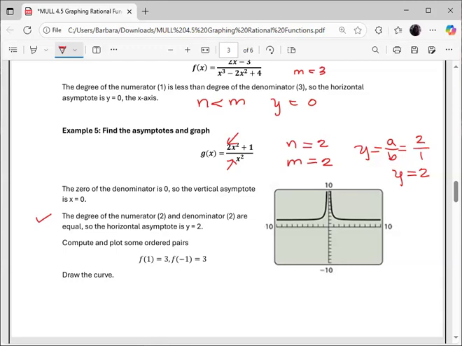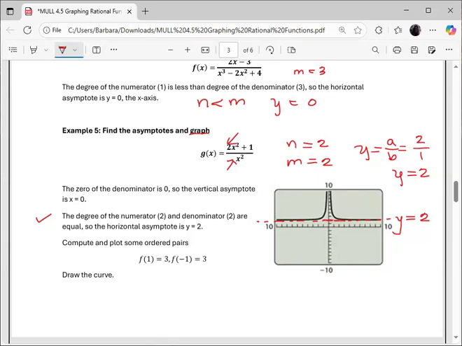And then to graph this, I went ahead and put it on our T84, but we could also find some other ordered pairs. So I'm going to go ahead and draw the horizontal asymptote. And that's going through y equals 2. And so we always draw the horizontal and vertical asymptotes as dotted lines. So this is the line y equals 2.